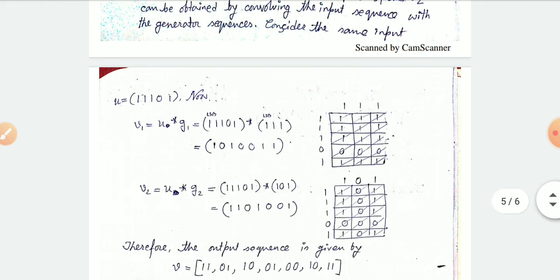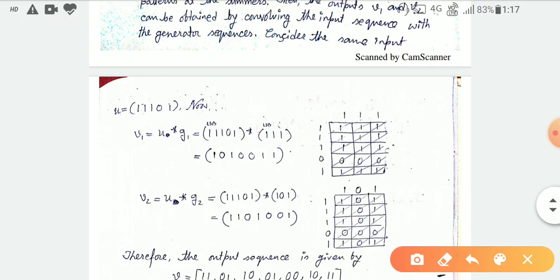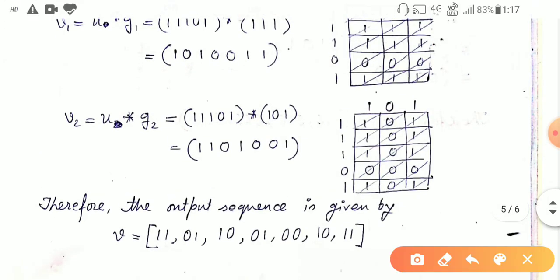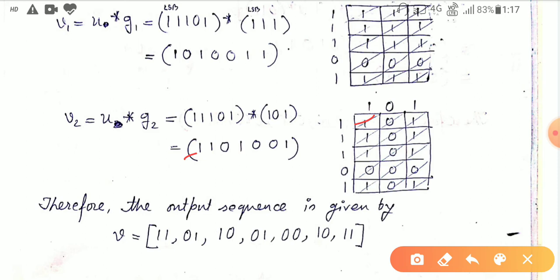So it will be 1. Look, this is 110, so this is 1. This is 101, that means 1 plus 0 plus 1, that is 0. Now this is 001, so this is 1101, it will be 000, then 0, then 1 is 1.